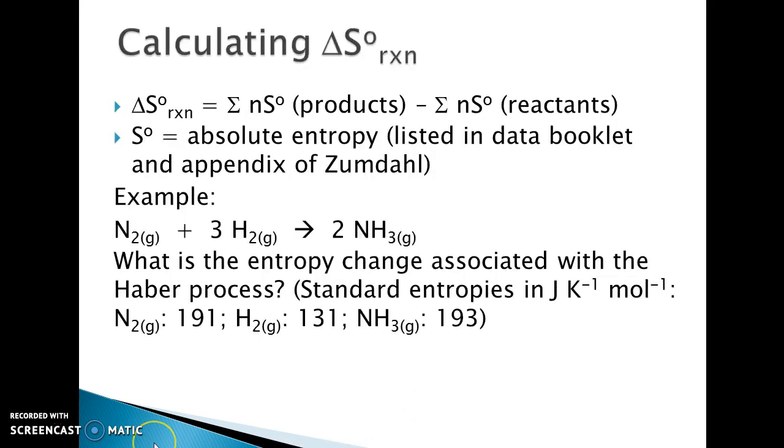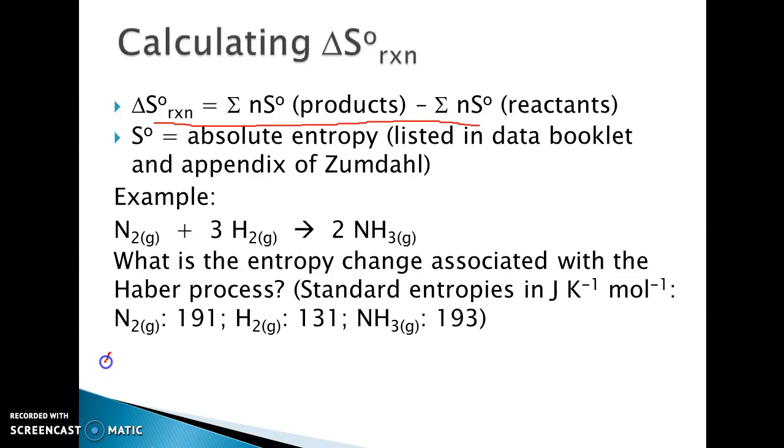So if we need to calculate the delta S for a reaction, we're going to do something very similar to when we did heats of formation. We're going to use this formula right here, where we add up all the absolute entropies of the products and subtract all the absolute entropies of the reactants. We can find values for absolute entropy in the data booklet. They're in an appendix of Zumdahl. Sometimes they're given in the problem. As long as you know how to use the numbers, you don't have to find them anywhere. They're just listed for you.